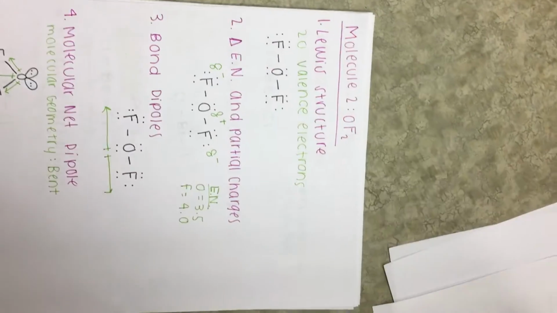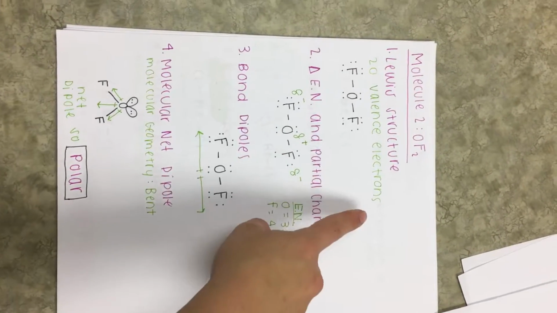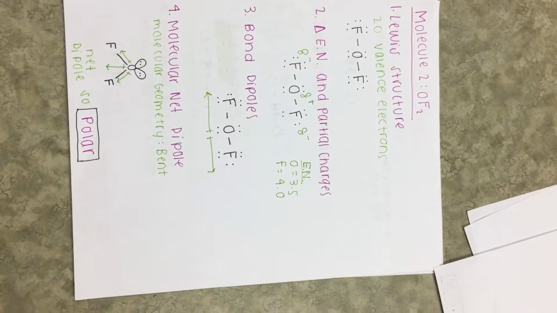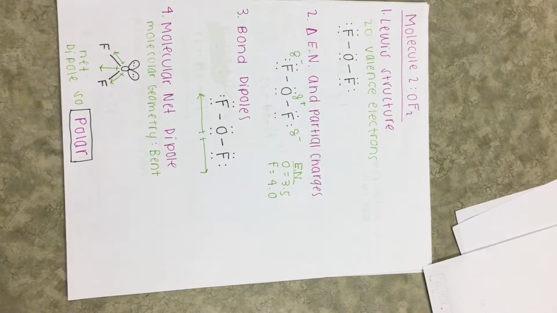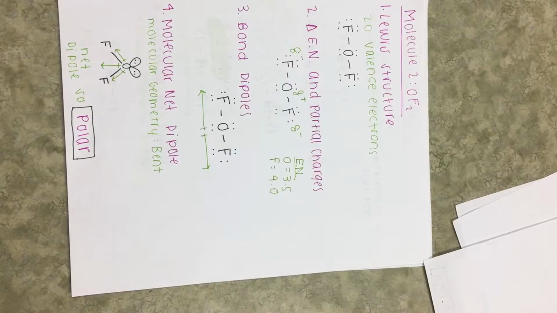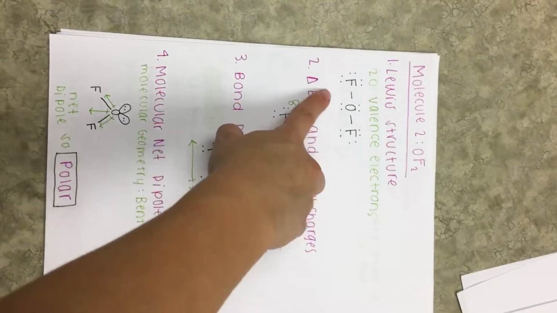Next, we will look at OF2 to see if it is polar. There is a total of 20 valence electrons. Once again, to draw the Lewis structure, we begin placing the valence electrons on the outside atoms first. We have to make sure each atom has an octet. We have used all 20 valence electrons and each atom has an octet.